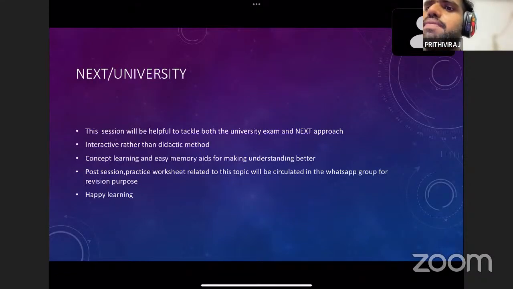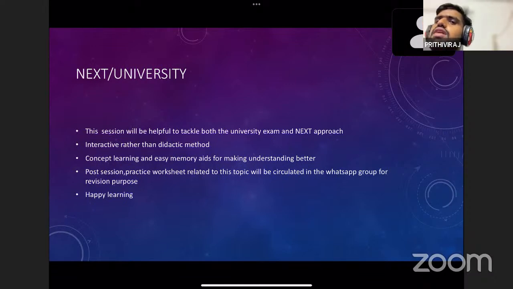As I said, this session will be helpful to tackle both the university exam as well as the next exam. Since for the 2019 batch it's now clear that your university exam will be conducted, but post your internship, most probably it would be the next exam for both your registration and your PG admission process. It should be interactive rather than didactic. I will try to enrich the concept behind every question and every topic so that it will be very useful for your remembrance in the longer run.